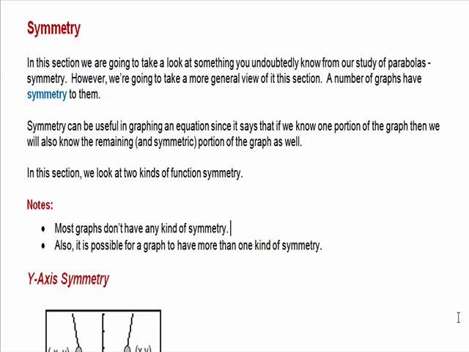Now we're going to spend a little time talking about symmetry. So in this section of our notes, we're going to take a look at something that you actually undoubtedly know from our study of parabolas and quadratics. You know that they, for example, have a symmetry. However, we're going to take a more general view in this section. We're going to talk about the fact that a number of graphs have some form of symmetry to them.